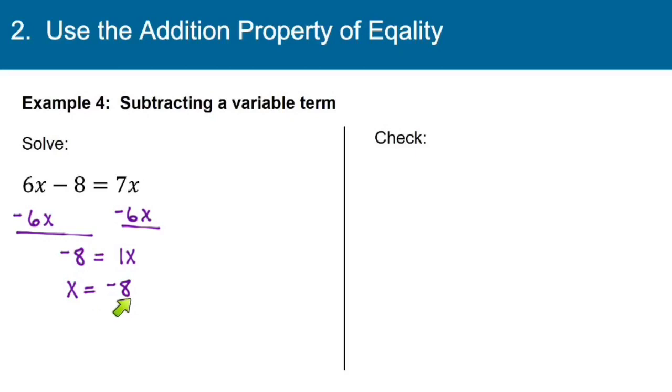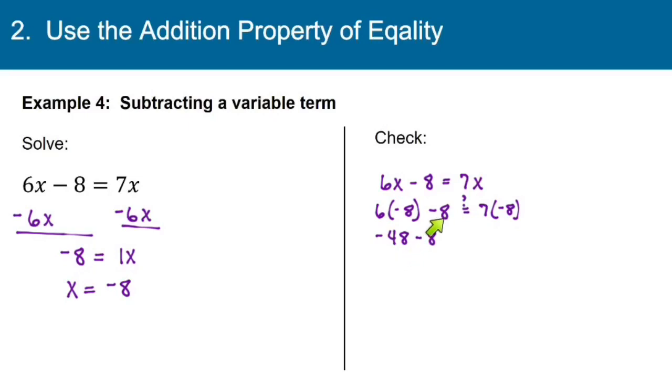Now, to make sure that we did everything right, we need to check our solution. So our original equation was 6x minus 8 equals 7x. I'm going to substitute negative 8 in the place of x. So we'll have 6 times negative 8 minus 8 equals 7 times negative 8. And I put the little question mark here to remind us that we are trying to verify whether this is true. So now 6 times negative 8 is negative 48.